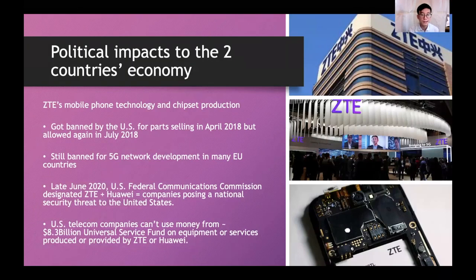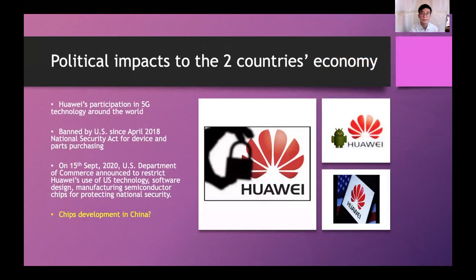Finally, I would like to address some Chinese and US political impacts brought to the economy of the two countries. First is Zhongxing Telecom, ZTE. It was once banned by the US for past selling in 2018, but is still banned from participating in 5G network technology in many countries. And the US still considers ZTE a national security threat along with Huawei, and has further restricted their trade with US enterprises and their use of US funding and resources.